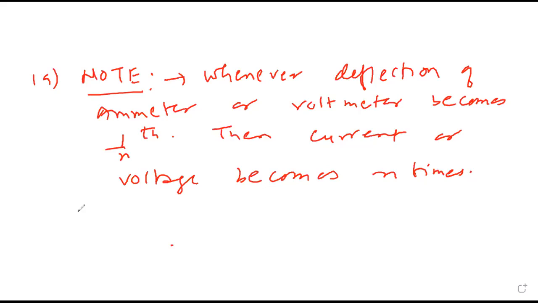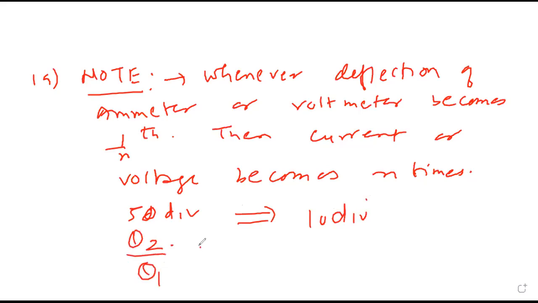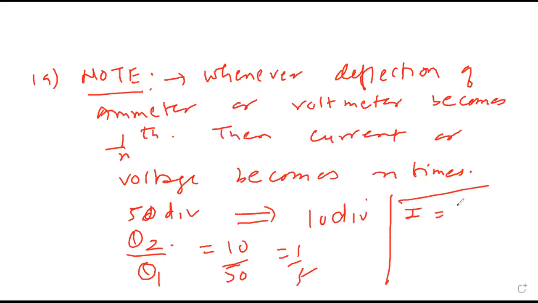Note written. Deflection in moving coil galvanometer falls from 50 division to 10 division. So theta 2 upon theta 1 is 10 upon 50. That means 1 upon 5. So current I becomes 5 times Ig.